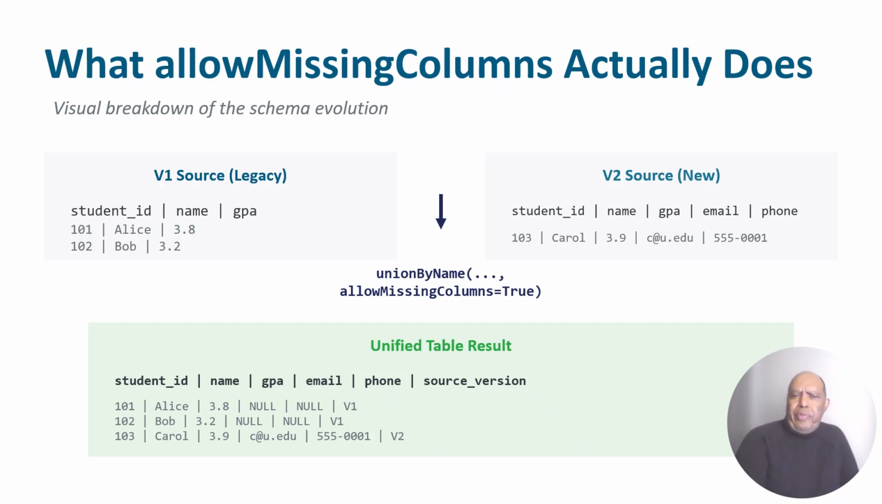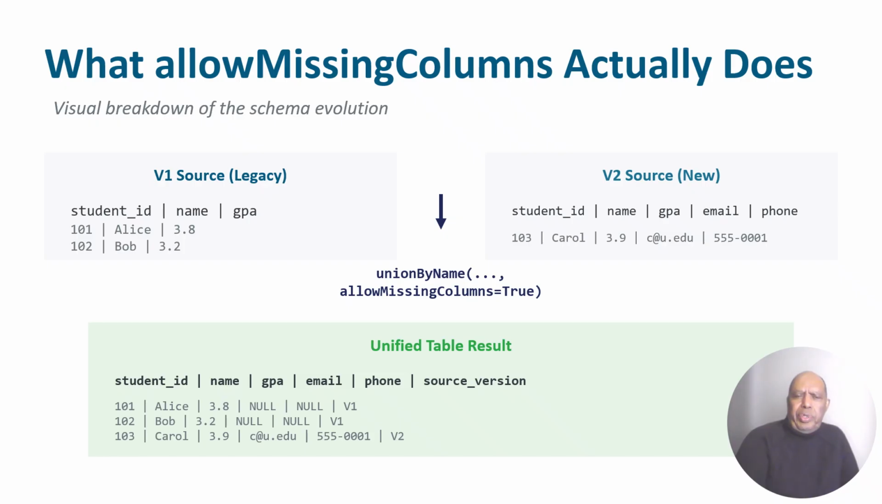And then you have V2 source, which is new. It has 5 columns: student ID, name, GPA, email, and phone. 1 record, Carol with 3.9 GPA, email, and phone. So this is your new data with the evolved schema.